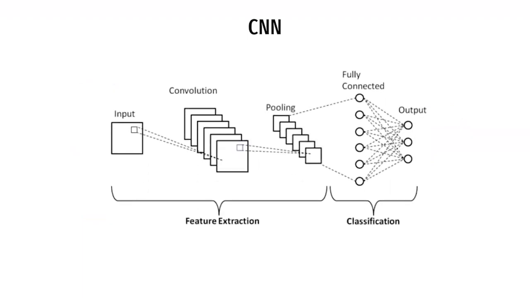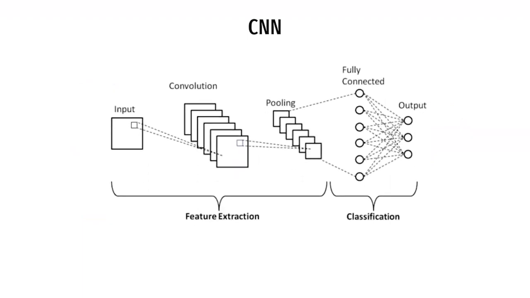So our next model is the CNN, Convolutional Neural Network. It was first introduced in the 1980s by Yann LeCun. The CNN consists of two main components: feature extraction and classification. The feature extraction includes the input layer, convolution layer, and pooling layer. These layers extract the features from the images. The convolution layer applies a set of filters to the input images and produces a feature map.